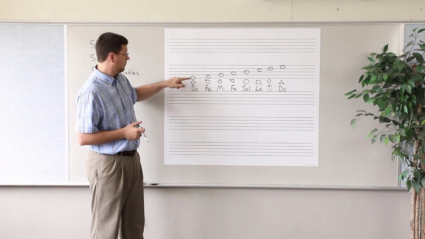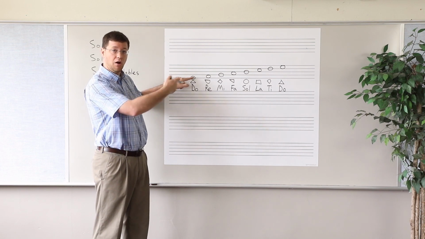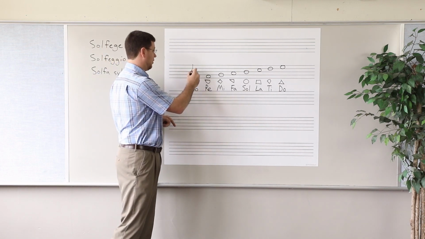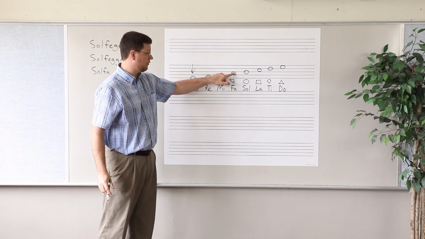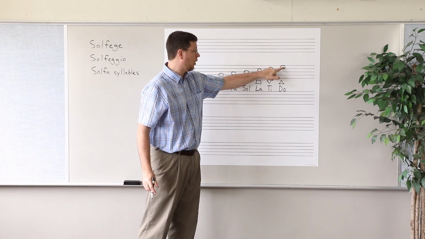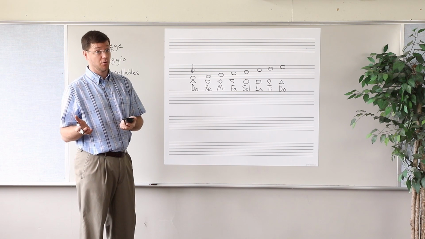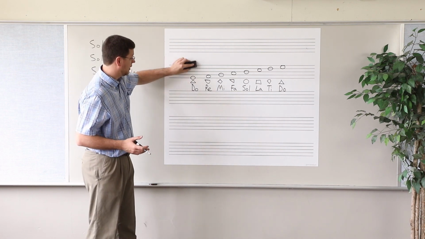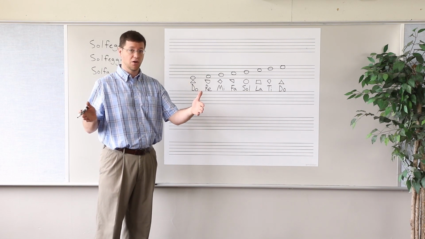So let's say, here's do. We could sing this scale on the staff like this. Remember, here's do. Do, re, mi, fa, so, la, ti, do. Well, do can be somewhere else. Thankfully, do usually stays in the same place for an entire song.